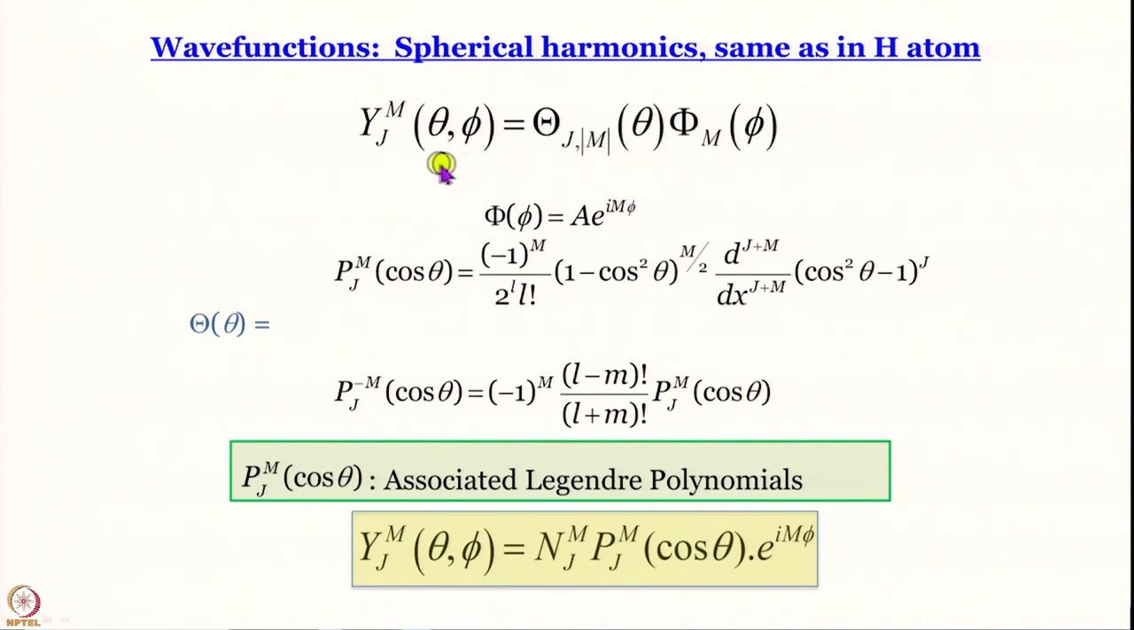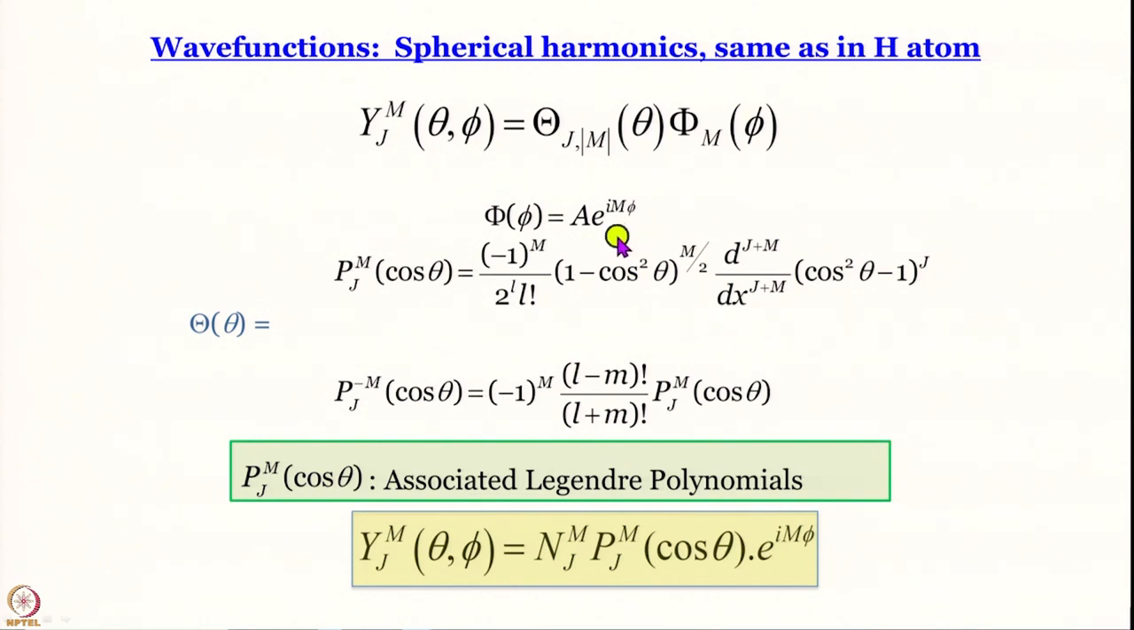And now we can talk about what is J and what is M. This capital M arises out of the solution of the phi dependent part of the equation. Remember, capital Phi turned out to be A multiplied by e to the power i M phi. What is A? We'll work out in the assignments. What does M stand for? It stands for the Z component of angular momentum.